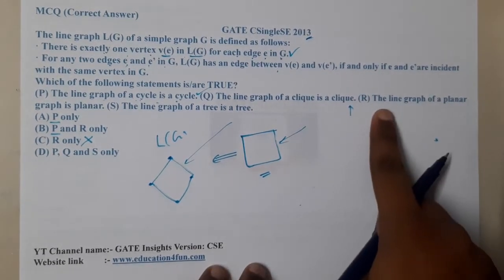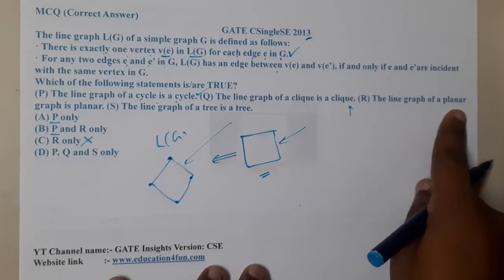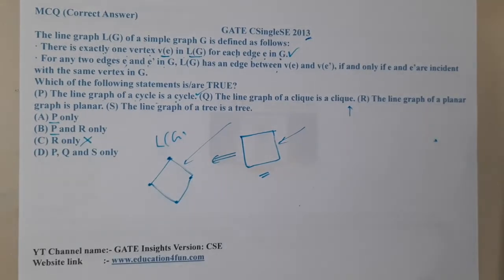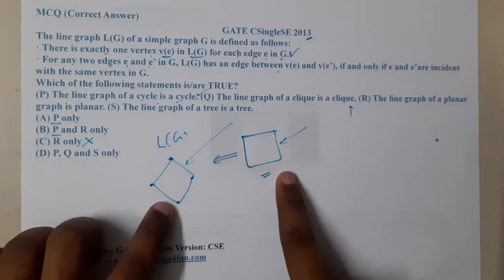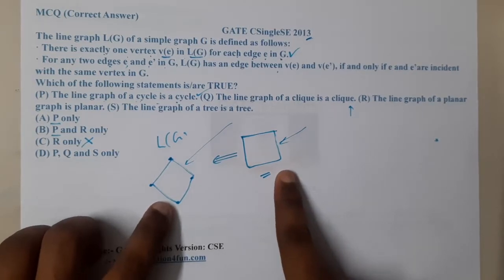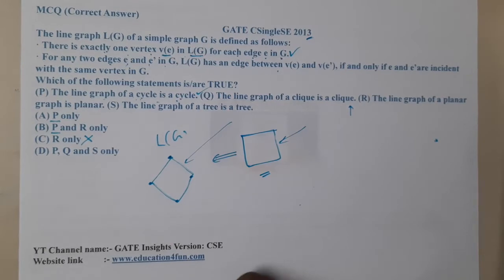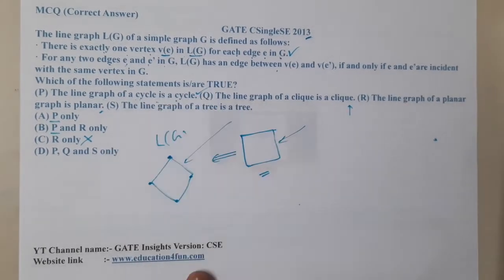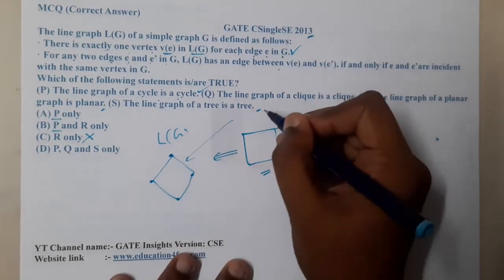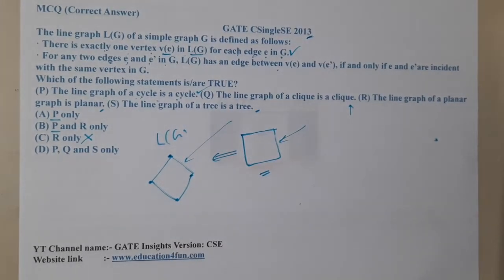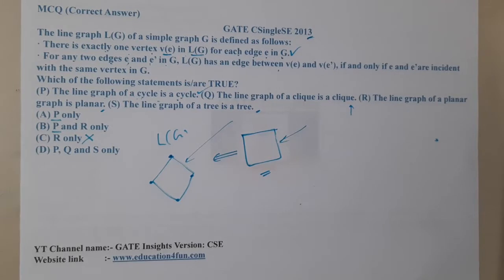Option R says that the line graph of a planar graph is planar. I think this is satisfied, since both of them are planar. So R is also possible, R could have potential. Similarly, moving on, the line graph of a tree is a tree. I think all the options seem to be somewhat satisfying. Anyway, let us go through option Q first.